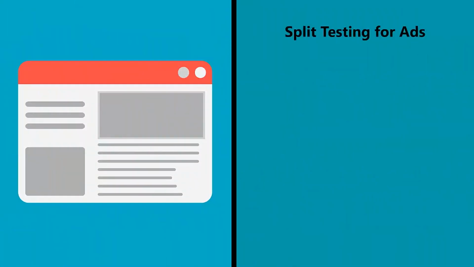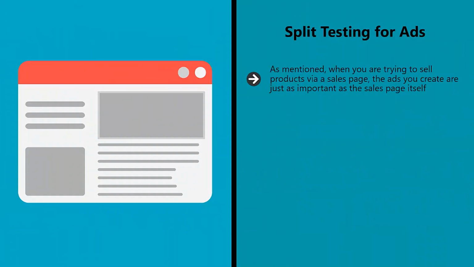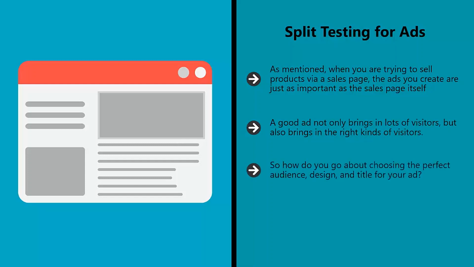Split testing for ads. As mentioned, when you are trying to sell products via a sales page, the ads you create are just as important as the sales page itself. In other words, you need to make sure that when someone lands on your page, they are going to find something that interests them. A good ad not only brings in a lot of visitors, but also brings in the right kinds of visitors. So how do you go about choosing the perfect audience, design, and title for your ad? One answer is to use something called AdWords experiments, which are offered by Google itself by default. This way, you can test which combination of factors works best and thereby hone the ideal sales funnel.